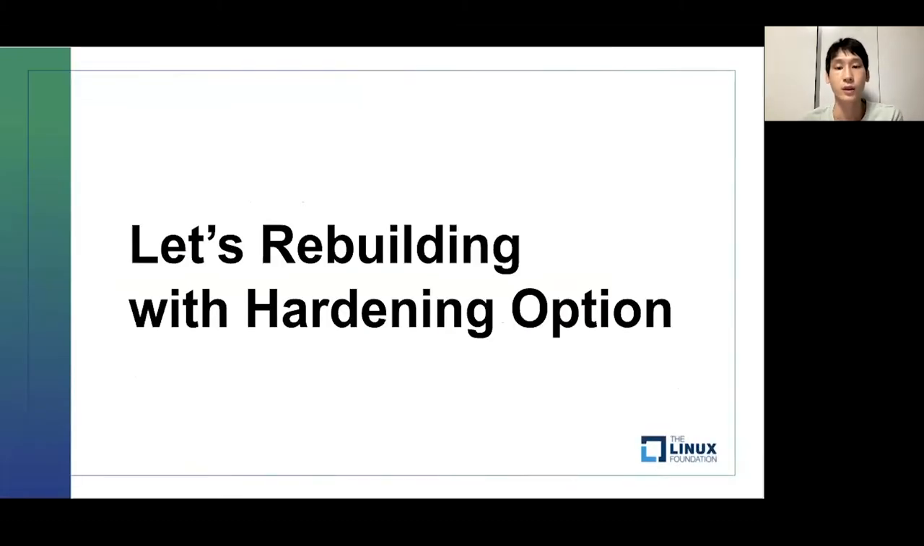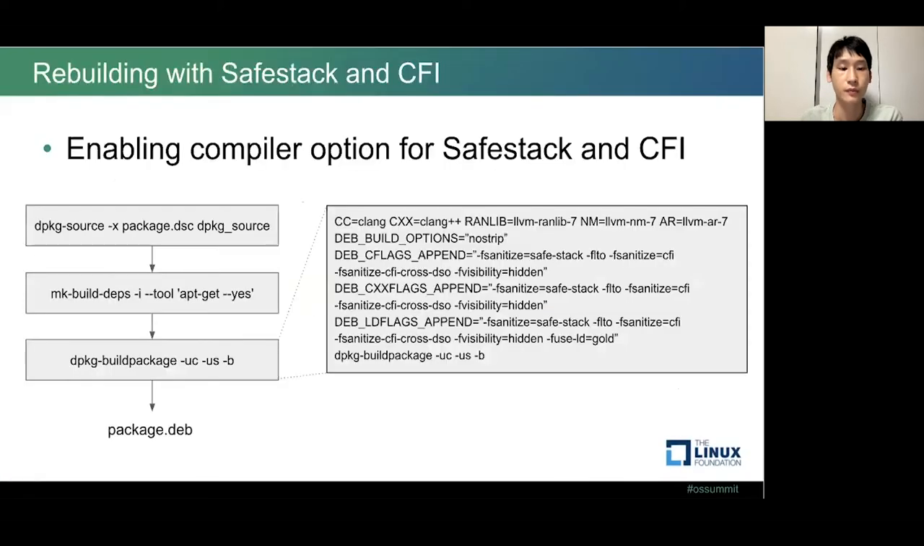And let's rebuild with hardening options. Generally, the Debian package building process has three parts. One is dpkg-source. With this command, we can get the source code. The second is mk-build-deps. With this command, we install dependency packages. The dpkg-buildpackage command actually builds Debian packages.